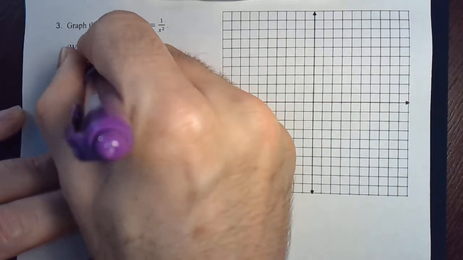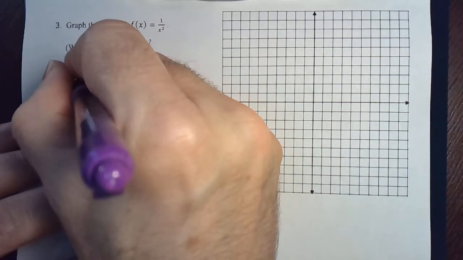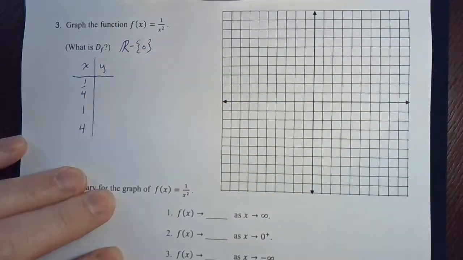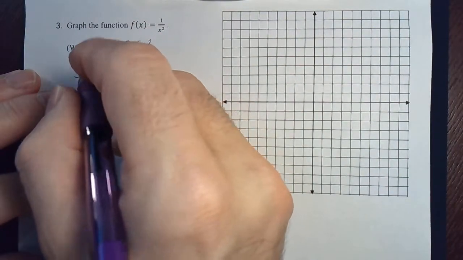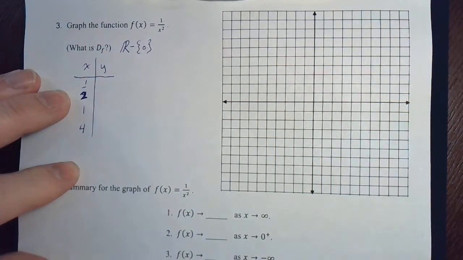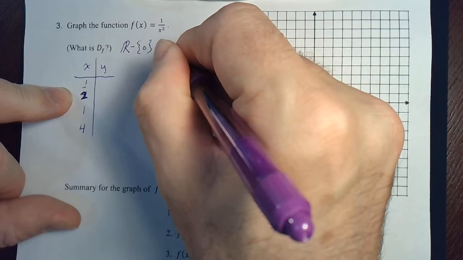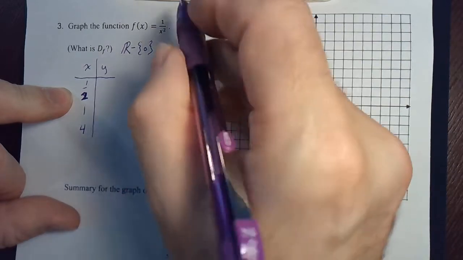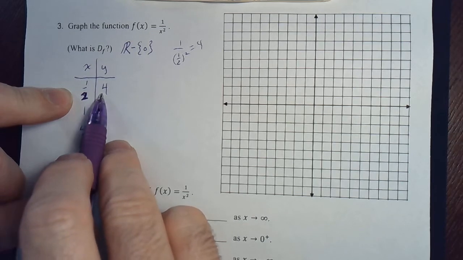Let's do x and y, and let's do something like 1/4, 1, and 4. Okay, so actually let me change it to 1/2, 1, and 4. So 1/2, what is 1 over 1/2 squared? 1/2 squared is a fourth, and 1 over a fourth is equal to 4. So one ordered pair on the graph is going to be 1/2 comma 4.